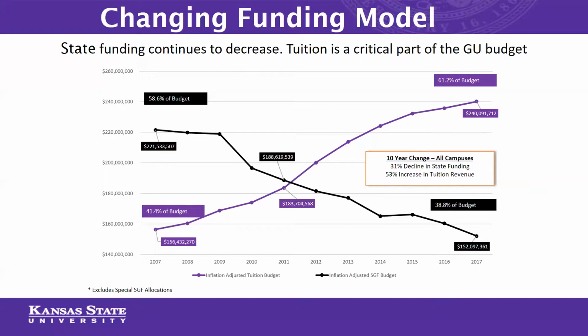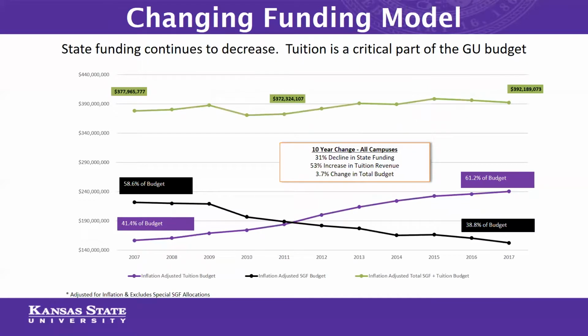Essentially, we've seen about a 31% decline in state funding and a 53% increase in tuition revenue. Not all of that is related to tuition rate increases. Some of it is also related to the enrollment growth we experienced during that period. The green line at the top shows the total budget over that period of time. We've seen about a 3.7% change from 07 to 17. So in a lot of ways, we've kept our operating budget very flat throughout this period.